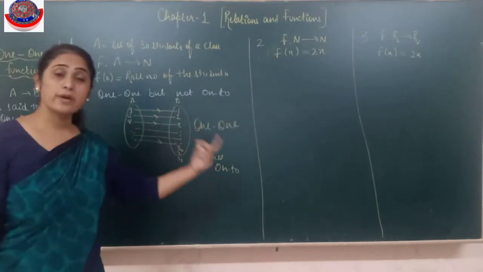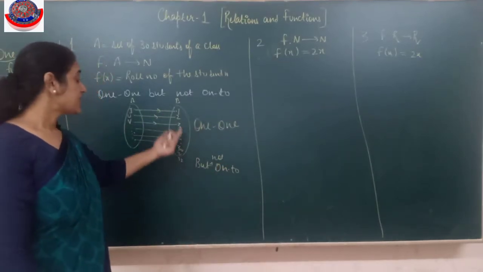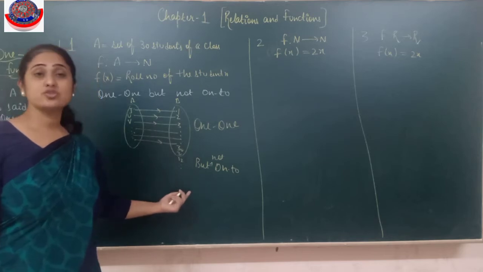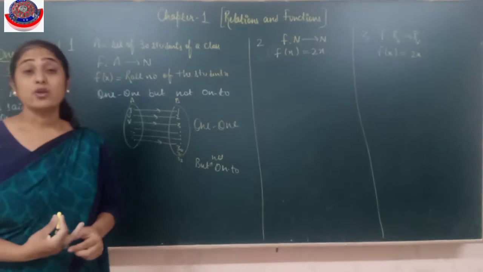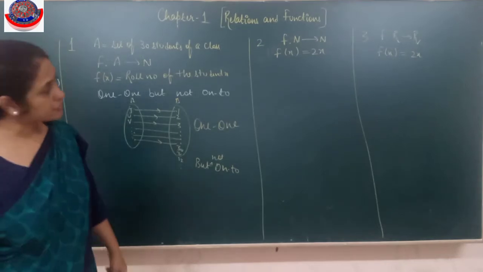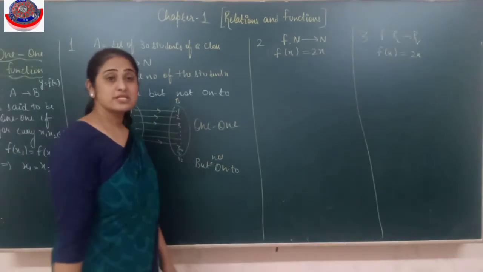Every child has got one roll number, so it is one-one. But every element of the second set is not being covered by the elements of the first set. So this is not an onto function. That means it is an into function. Clear? Come to the second one.